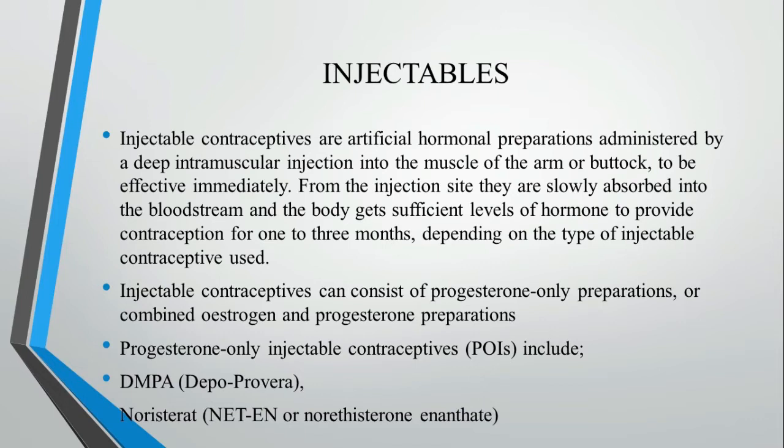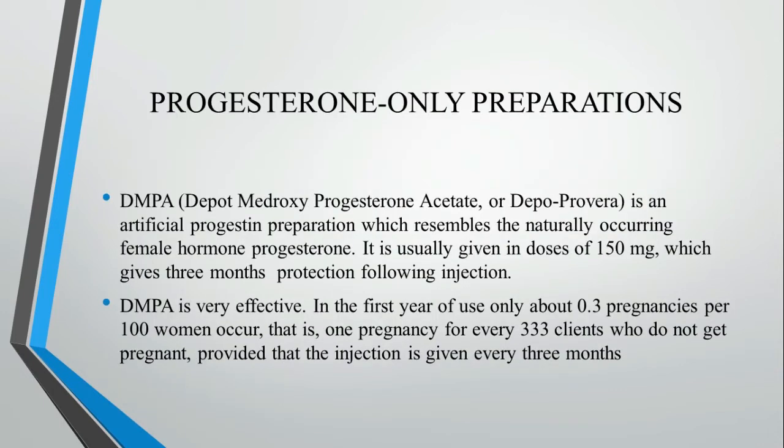Injectable contraceptive can consist of progestin-only preparation or combined estrogen and progesterone combination. Progestin-only combination contraceptives include DMPA and NET-EN. On the progesterone-only preparation, DMPA is an artificial progestin preparation which resembles the natural occurring female hormone progesterone. It is usually given in doses of 150 mg, which gives 3 months protection following injection.